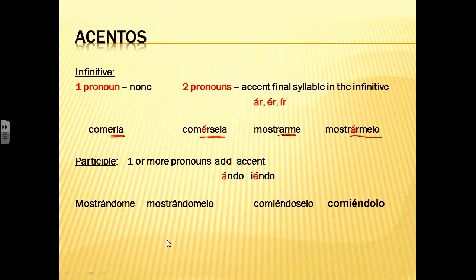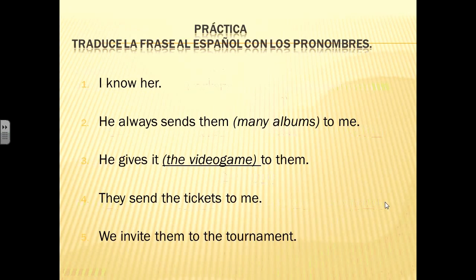Also with the participles, one or more pronouns, you add an accent. So in the participles, anytime you add a pronoun, you need to have an accent mark over the A in ando or over the E in yendo. Doesn't matter if you have two of them or if you have one of them. Two of them, one of them. Okay? And again, pause it. I'm just going to continue with the video.